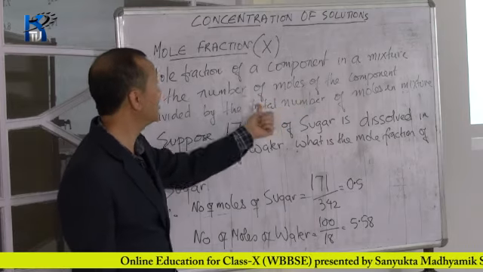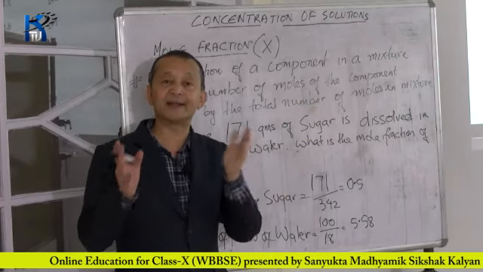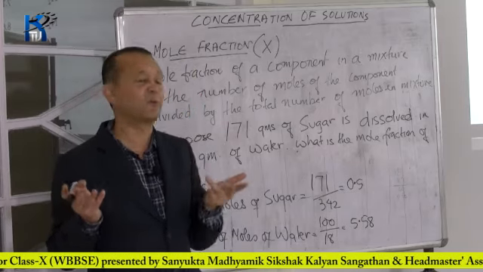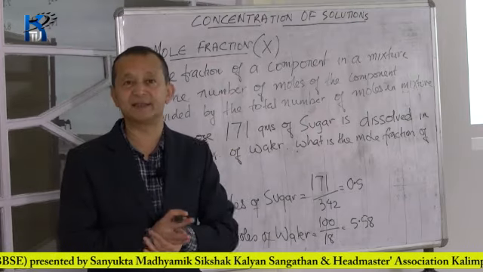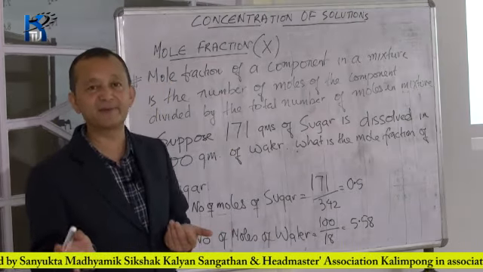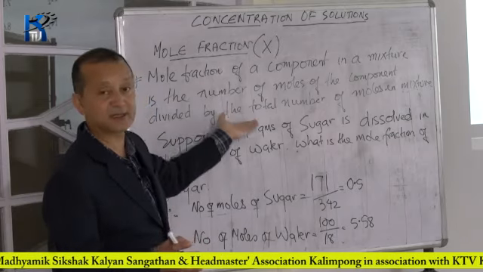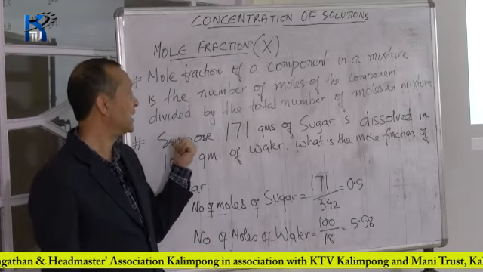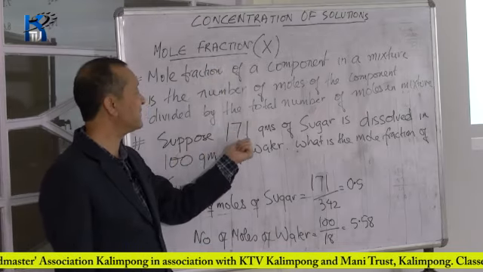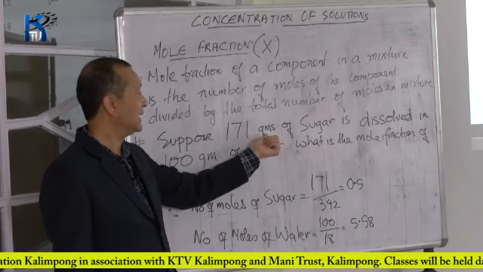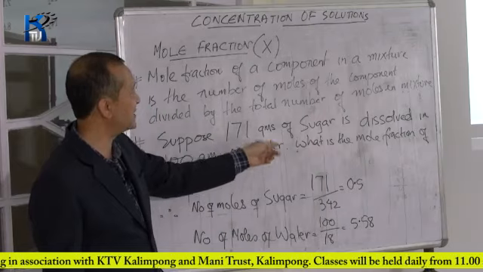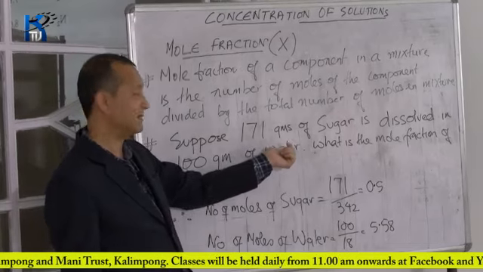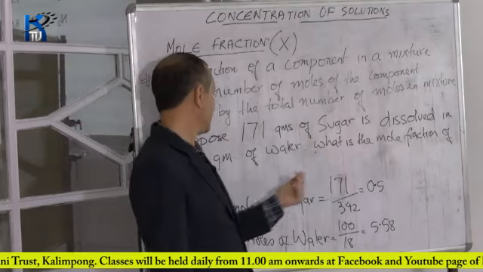Now to get the number of moles of the component, to get the number of moles of sugar, what do you require? You require two things. You need to know the weight of sugar present, and the molecular weight of sugar. Let's try to explain this mole fraction with a simple question. Supposing 171 grams of sugar is dissolved in 100 grams of water. What is the mole fraction of sugar?